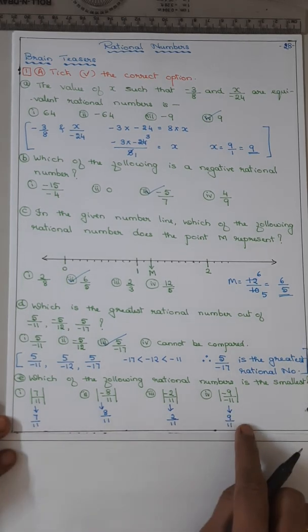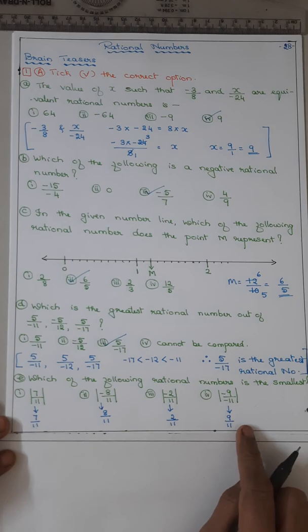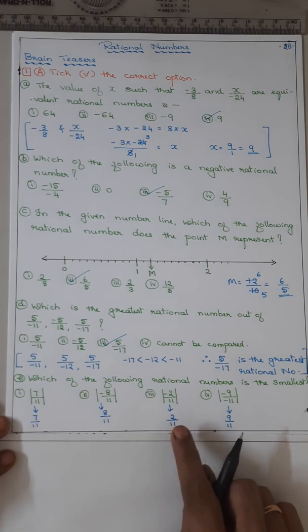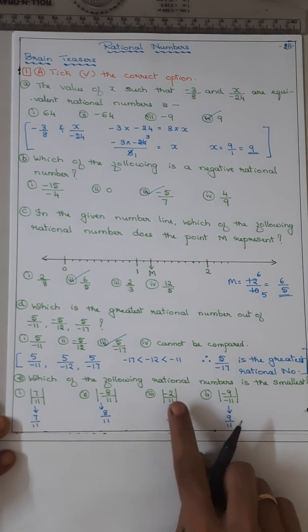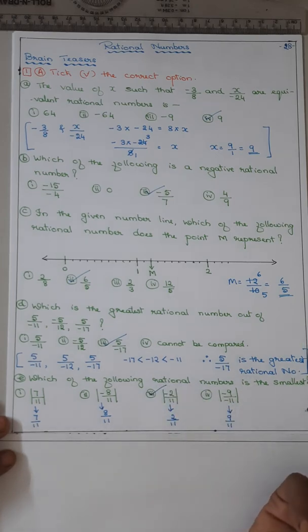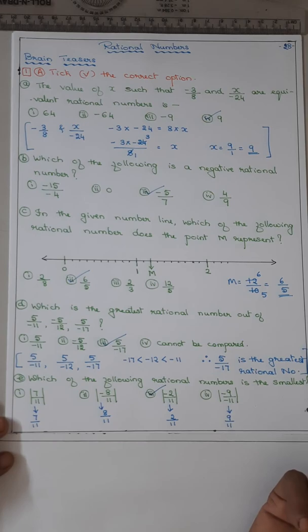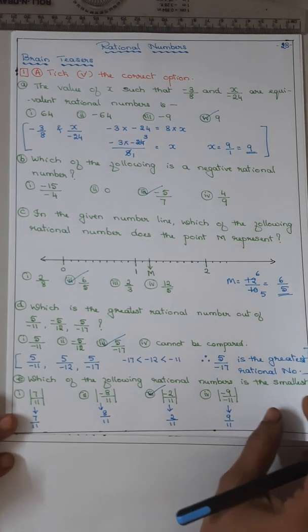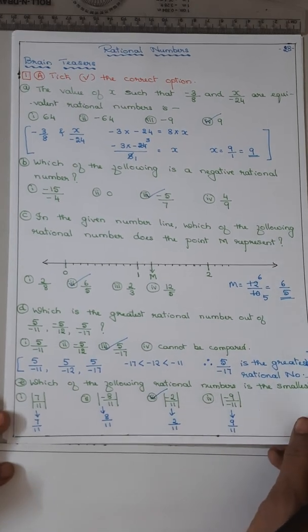Now all the denominators are the same. So the smallest numerator, which is it? It is 2 by 11. So 2 by 11, so minus 2 by 11. This is the smallest rational number. Is it clear? So that was question number 1A.